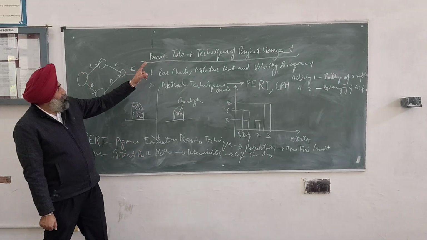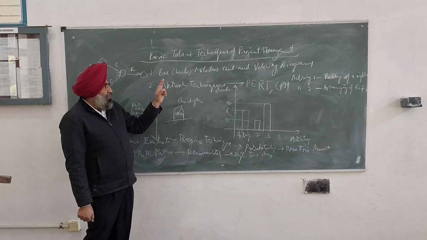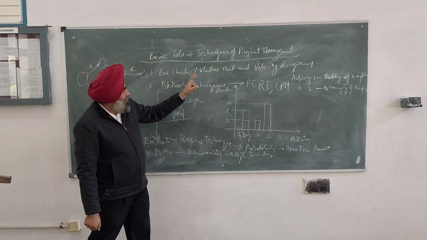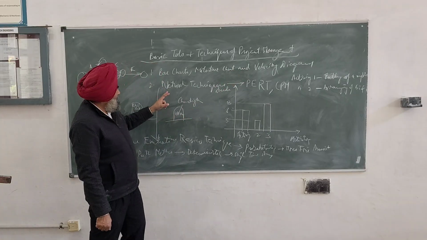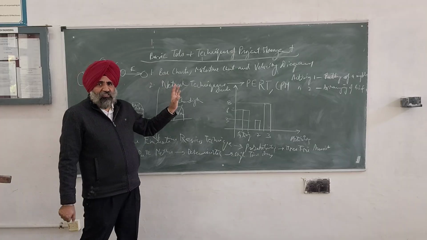What we discussed today: basic tools and techniques of project management. In project management, we started with the bar chart, milestone chart, and velocity diagram, and then we spent some time on the network model. In the network model, we discussed PERT and CPM.